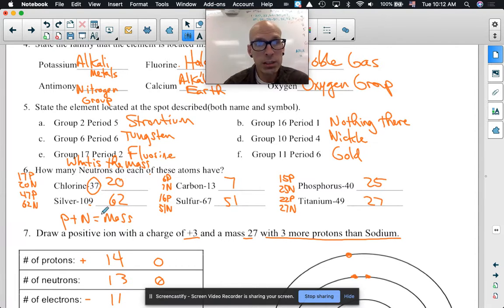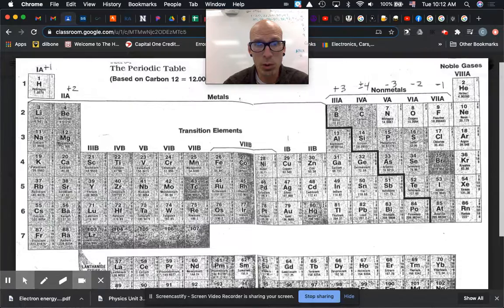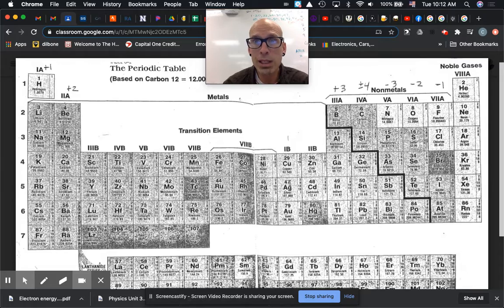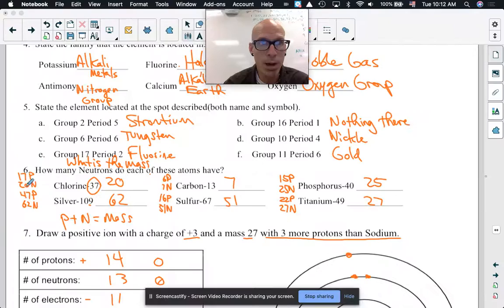Okay? Silver 109. You don't have to look at the table to find the mass because I gave you the mass. You do have to look at the table to find out, okay, where's silver? Okay, right there, number 47. So it has 47 protons. Oh, I need that information. 47 protons. All right, take that away from 109 and you get your 62. Okay, 62 plus your 47, that's where your 109 comes from. Okay, hopefully you're seeing this.